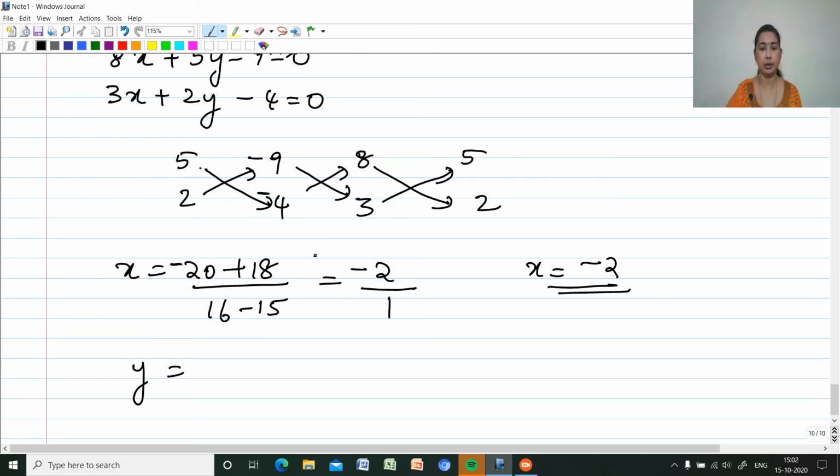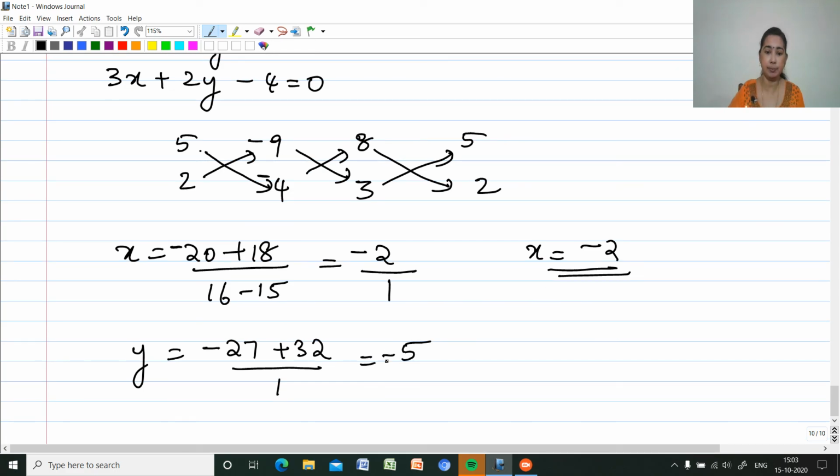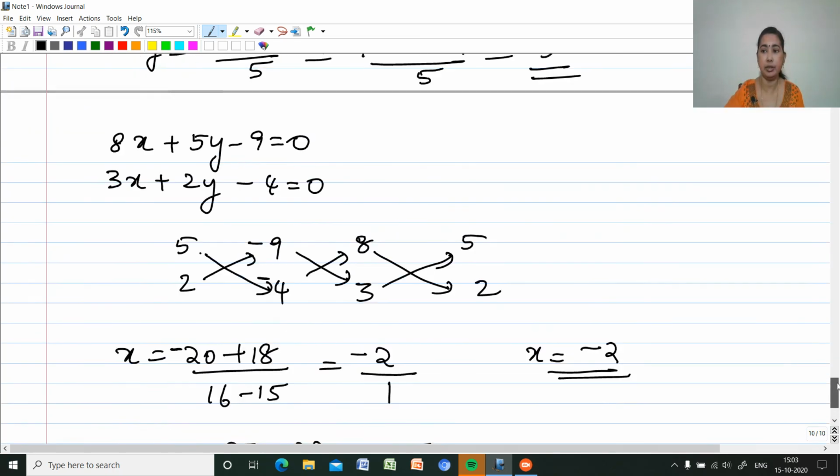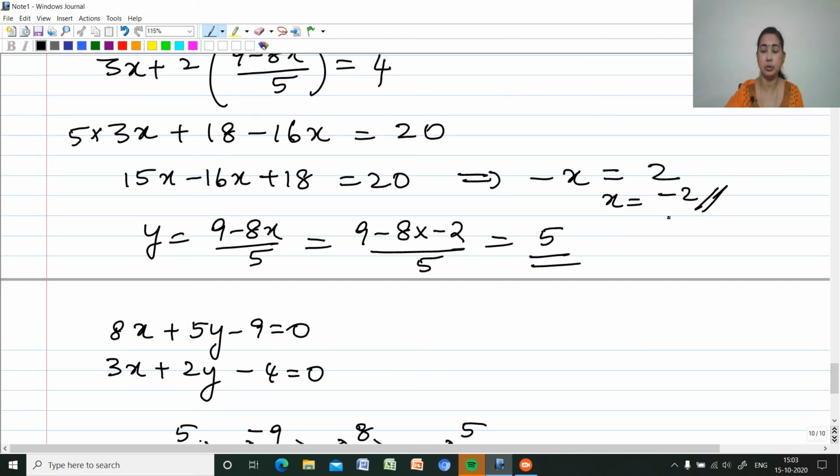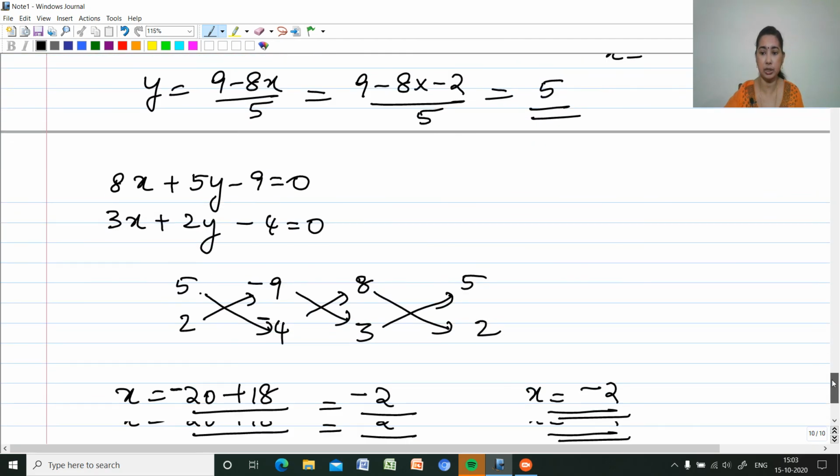Then y is equal to minus 27 plus 32 divided by 16 minus 15, which is 1. So we are getting the answer as plus 5. So x equal to minus 2 and y is equal to 5. That same answer we got using the substitution method as well as using the cross multiplication method.